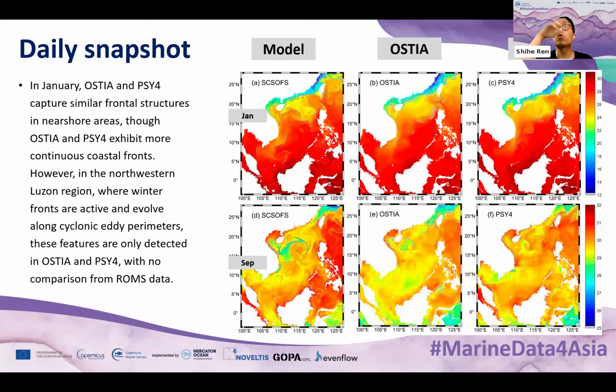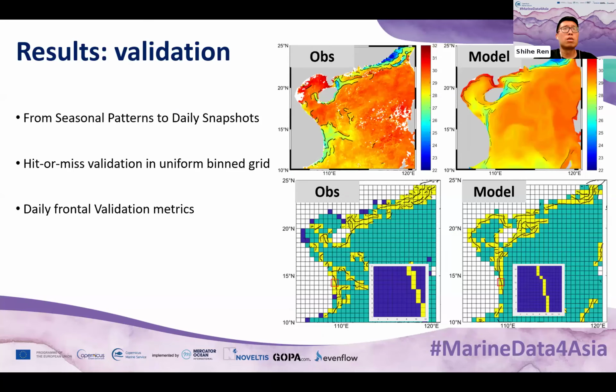Austria and glories shows more continuous coastal front. In September, the stable fronts near shore become weak and there are more transit features in the basin. So for the daily results, we need to change from the seasonal patterns to the daily snapshots.